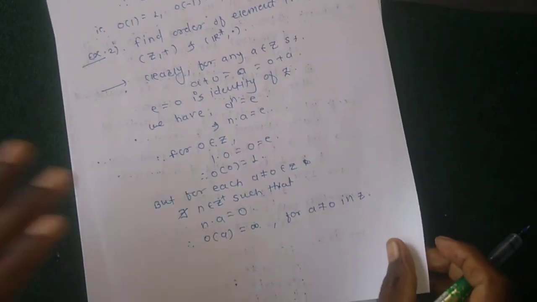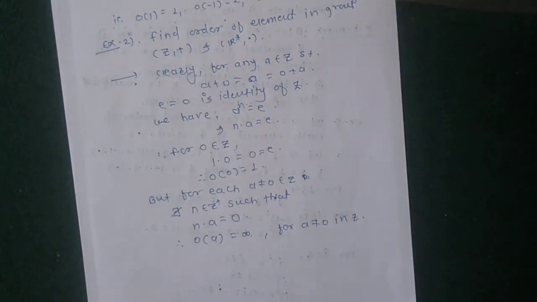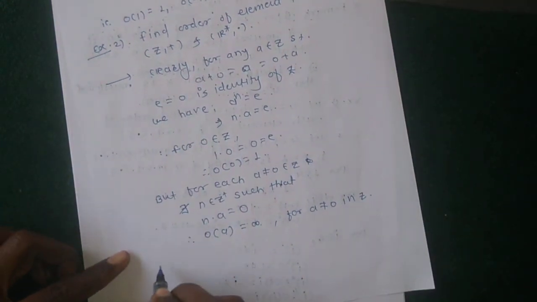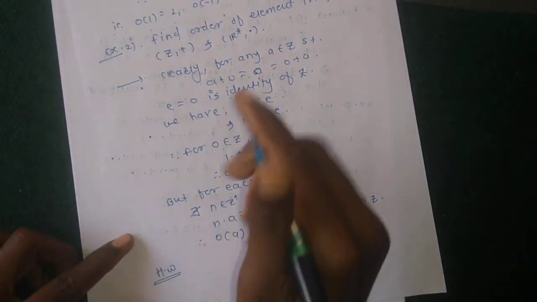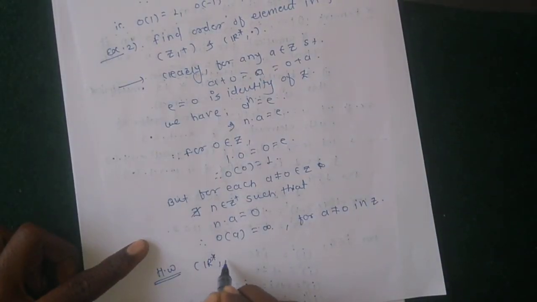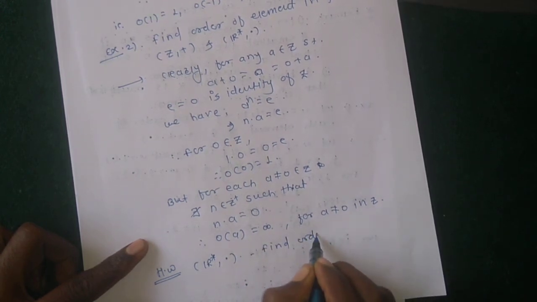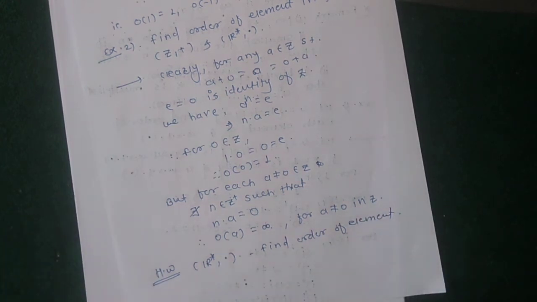Okay, similarly to find the order of elements in the given set R star, which means the set of non-zero real numbers, with respect to multiplication. Find the order of an element. Okay, how do we find it?